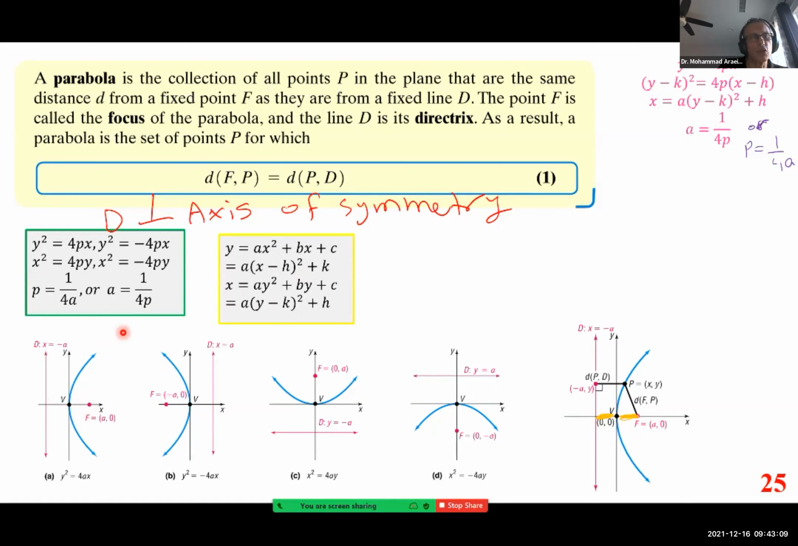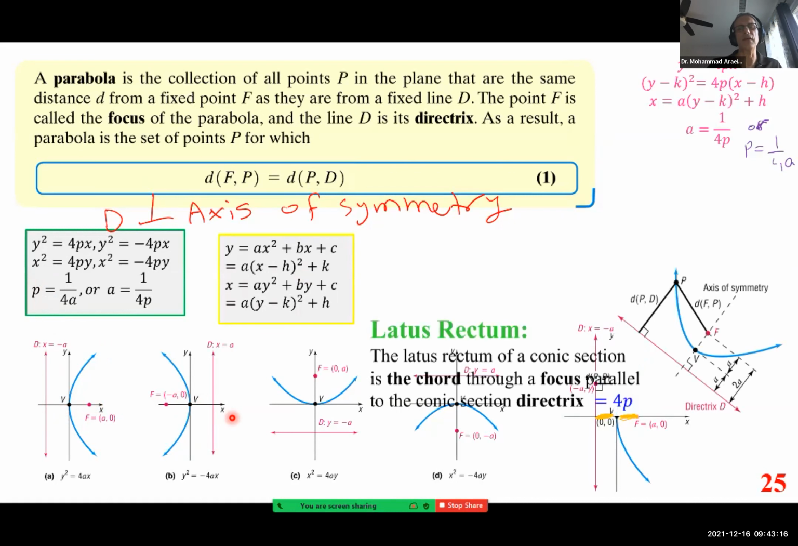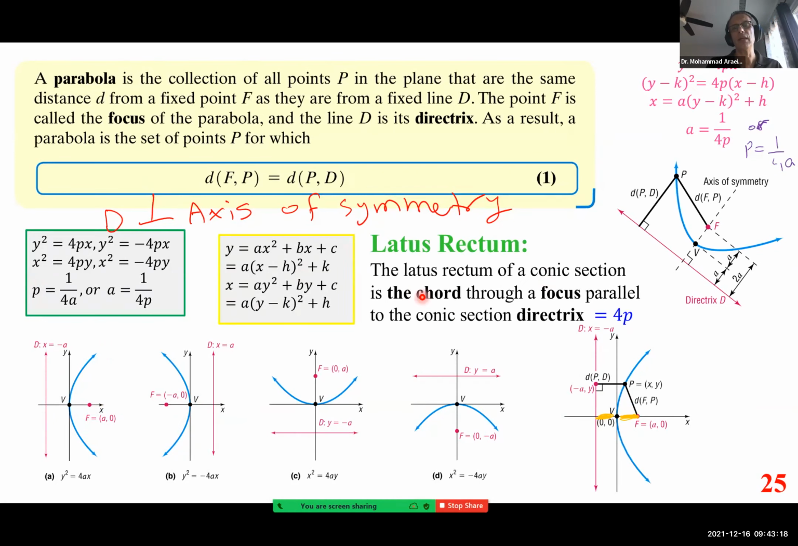If it opens to the left, it's the other way around. We also have this definition, latus rectum. The latus rectum of a conic section is the chord through a focus parallel to the conic section's directrix, and it's equal to 4p. So take a look. This is called the latus rectum, and the distance from here to here is 4 times p.